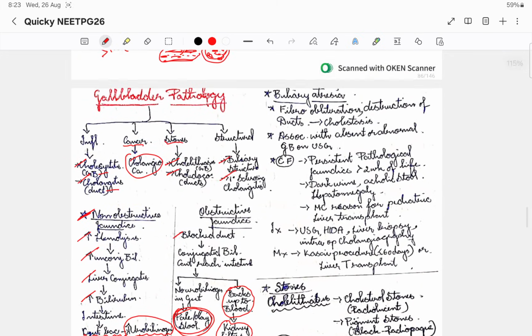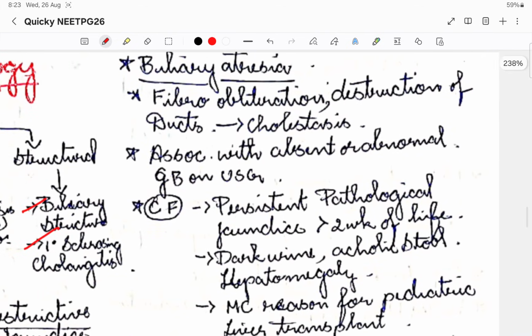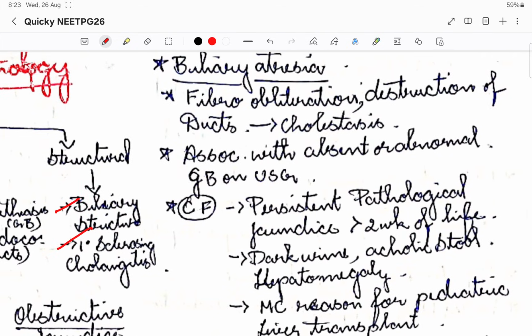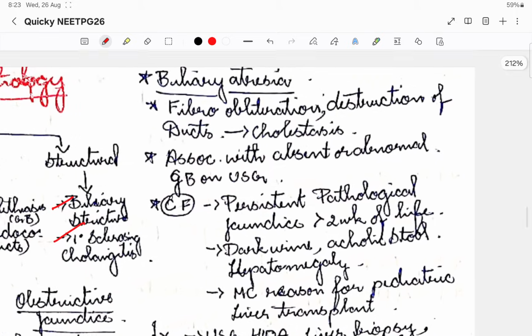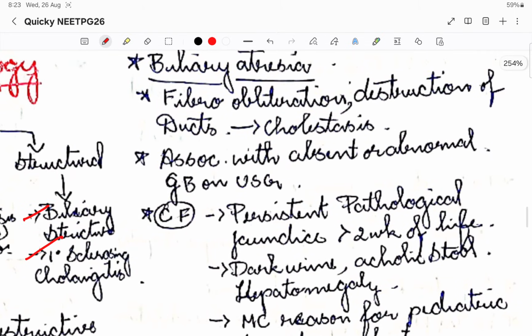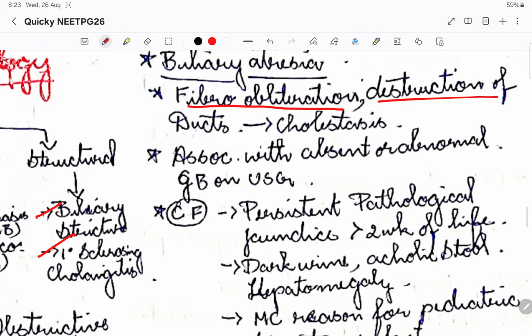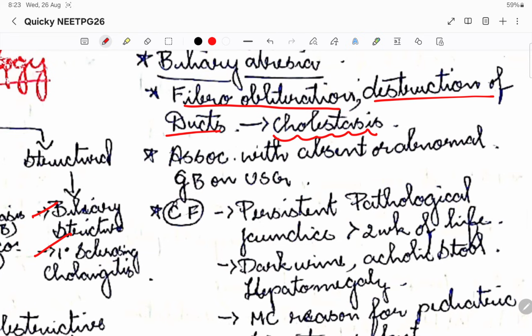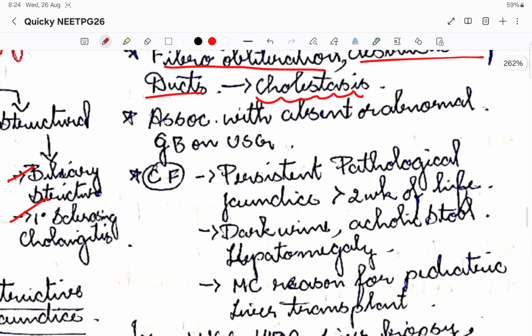Then coming to biliary atresia. The first thing we'll discuss is the way it presents. There is fibro-obliteration and destruction of the ducts, which will lead to cholestasis. There is no obstruction caused by a stone or something; it is a structural abnormality that is causing the obstruction. It is associated with an absent or abnormal gallbladder, which can be seen on ultrasound.